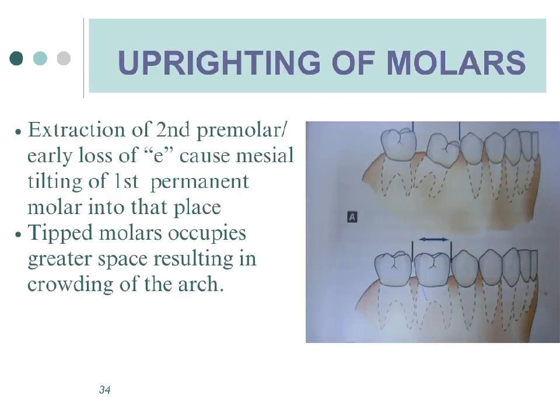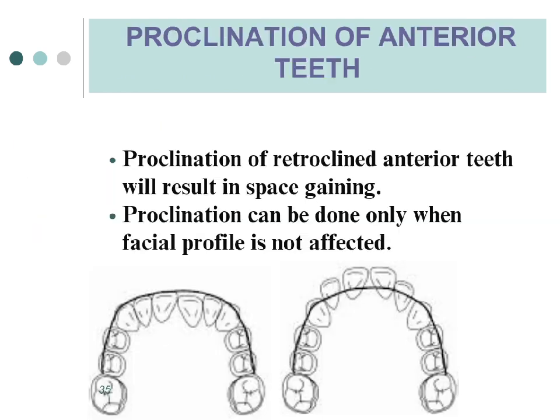Uprighting of molars. Extraction of second premolar or early loss of E causes mesial tilting of first permanent molar into that place. Tipped molars occupy greater space, resulting in crowding of the arch. Proclination of anterior teeth. Proclination of retroclined anterior teeth will result in space gaining. Proclination can be done only when facial profile is not affected.